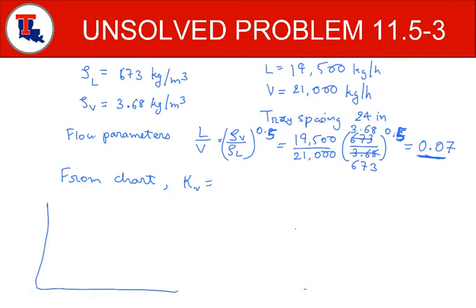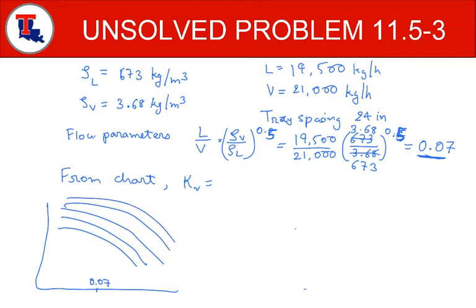So let's say you have 0.07 here, and there are many curves, right? There's one curve that corresponds, I think it's the second last curve from the top. Project it all the way to that 24-inch spacing curve, and then read the y-axis value. Okay, let's take a very rough value, 0.35.